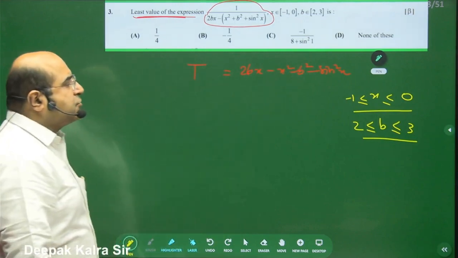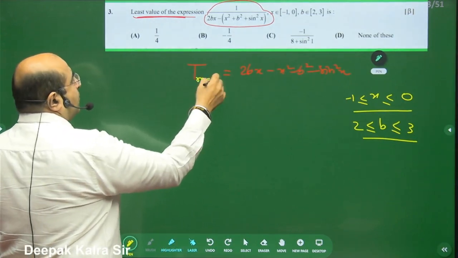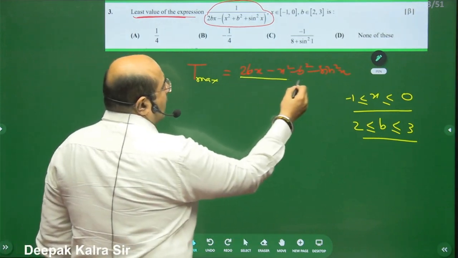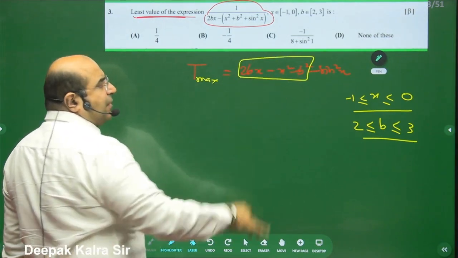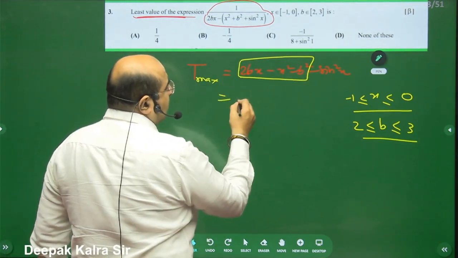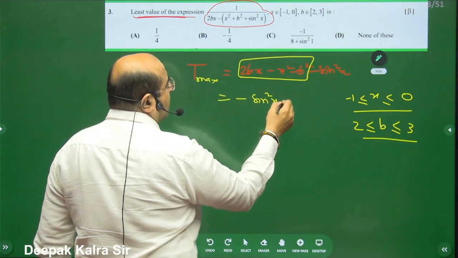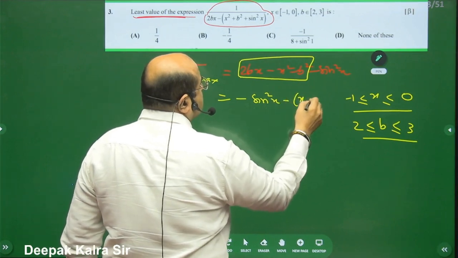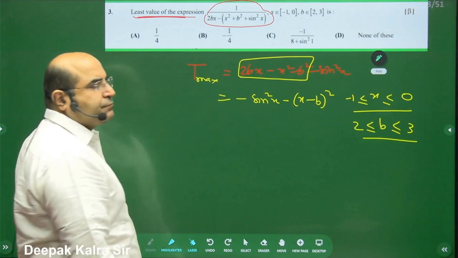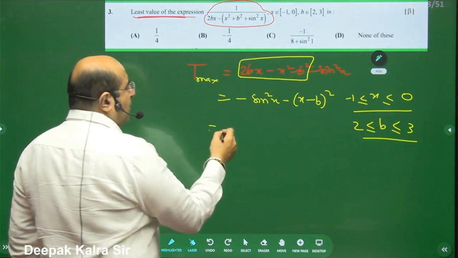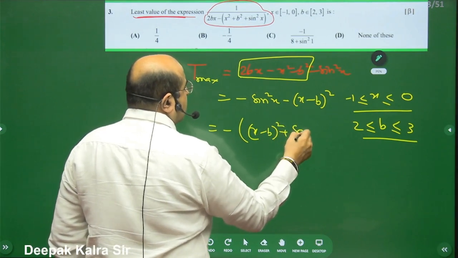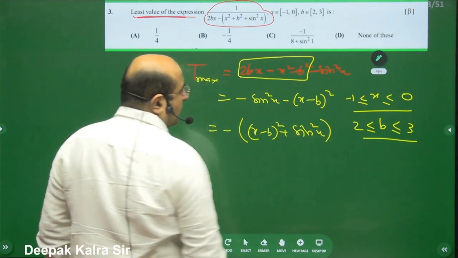Now this has to be maxed to make it least. This is the thing which you have to remember. Now I will do from this place; you can see very well it is forming a perfect square type thing. So you can mark it minus sine square x, separate out, minus (x minus b) whole square. Take minus common and you have (x minus b) whole square plus sine square x. Am I clear?